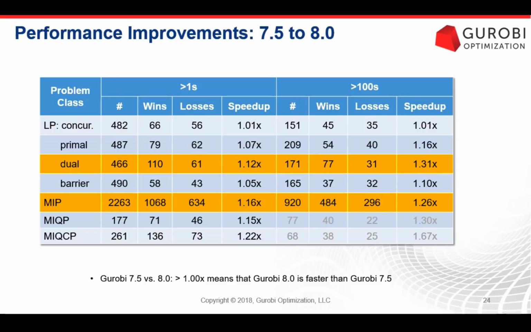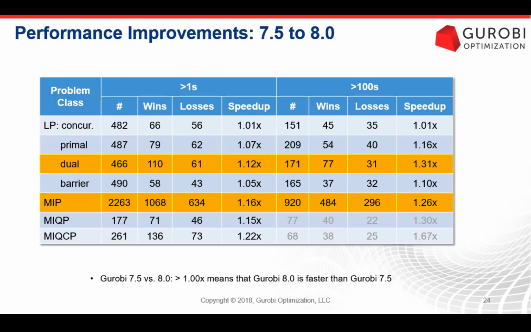The second row that's highlighted is the dual simplex algorithm. It's an important algorithm for solving linear programming problems, and linear programming is still quite an important problem to solve. Another reason it's important is it's actually the primary building block for mixed integer programming. And so part of the improvement in mixed integer programming comes from the improvement in the dual simplex solver. So we were able to obtain a 12% improvement in dual simplex performance across the broader set and a 31% improvement across the models that take more than 100 seconds.